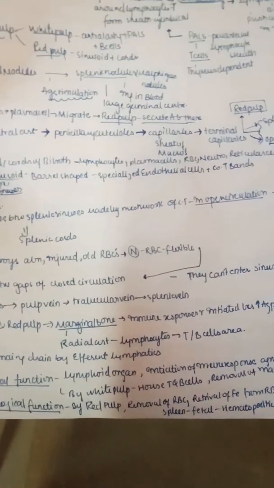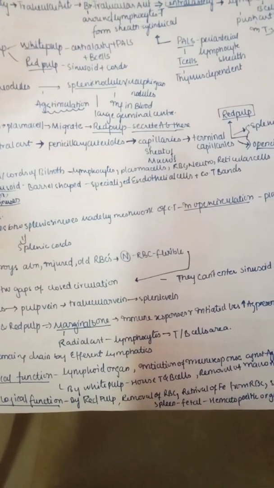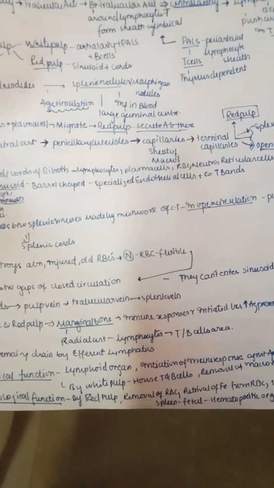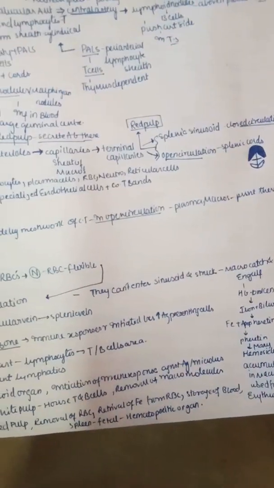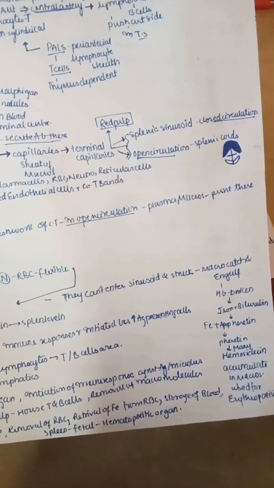they are seen in open circulation. These are nothing but known as splenic cords. So the splenic cords have the open circulation and the splenic sinusoids have the closed circulation. The structures present in the splenic cords are plasma cells and macrophages.